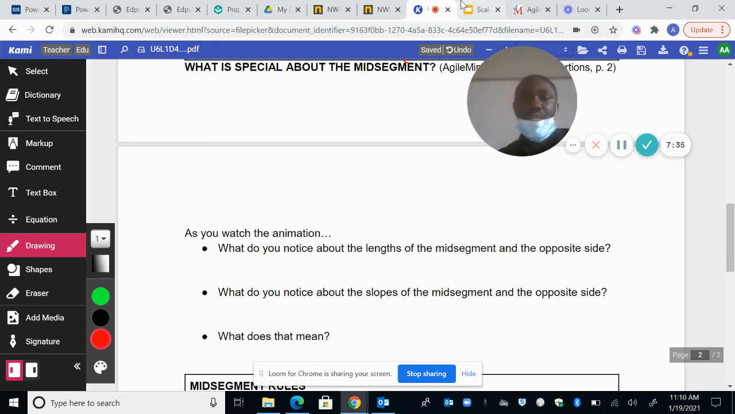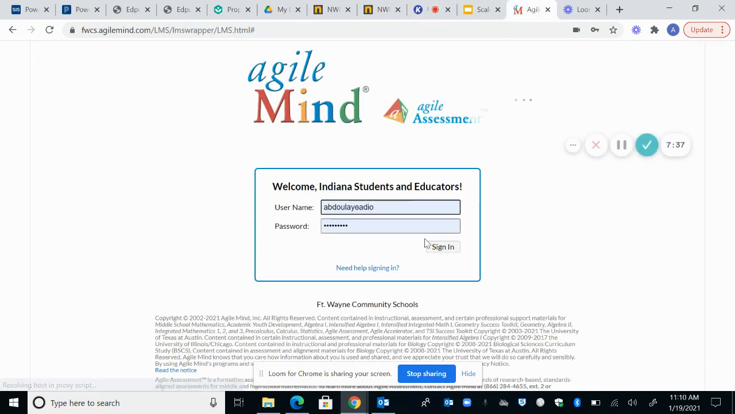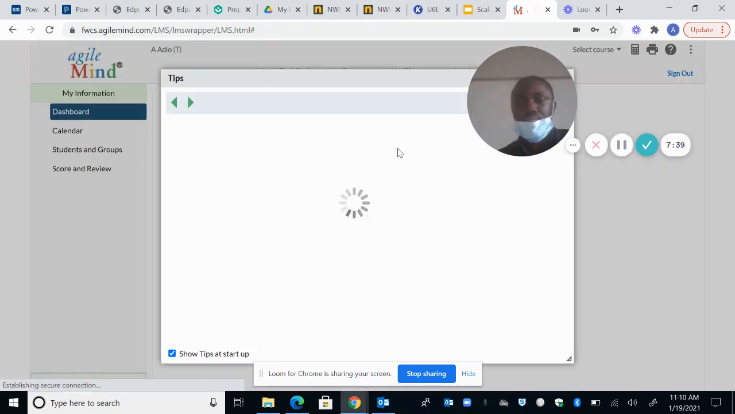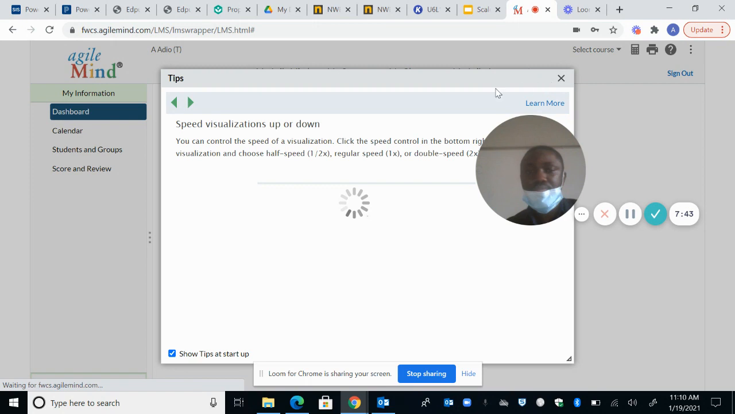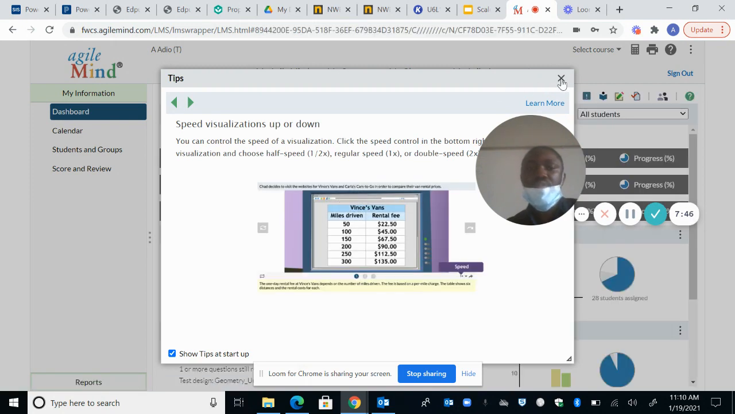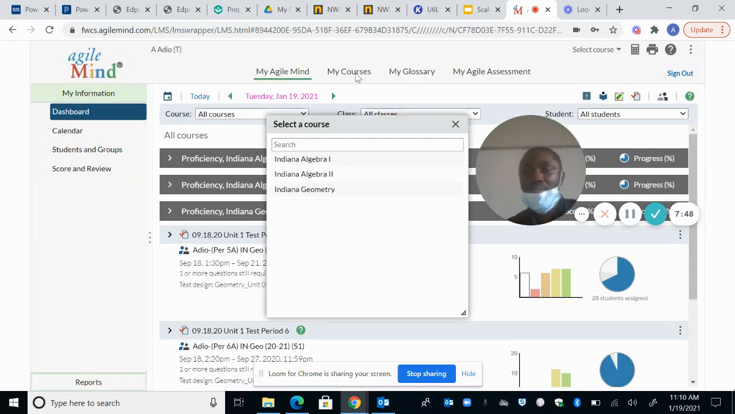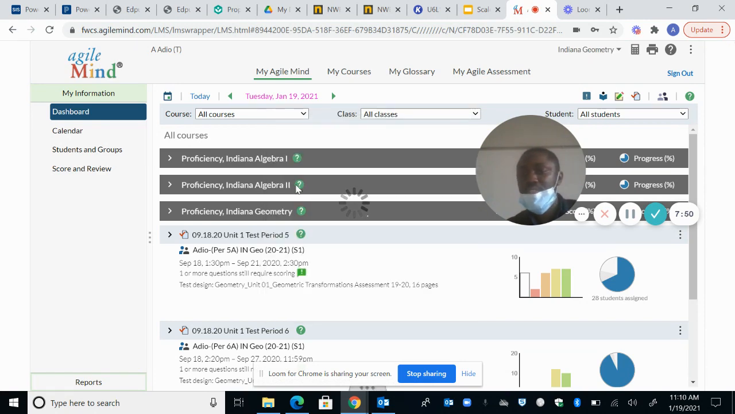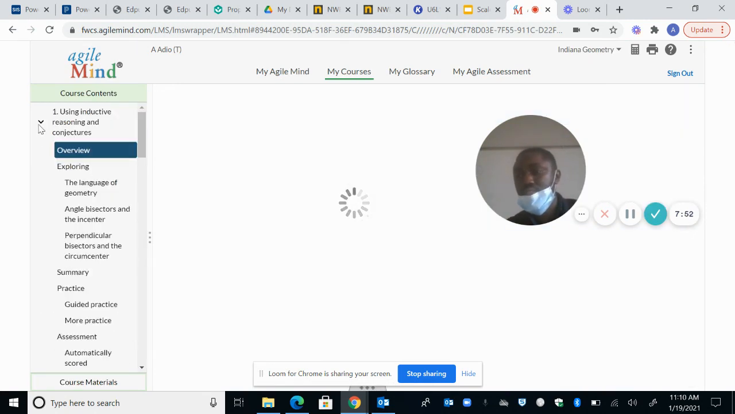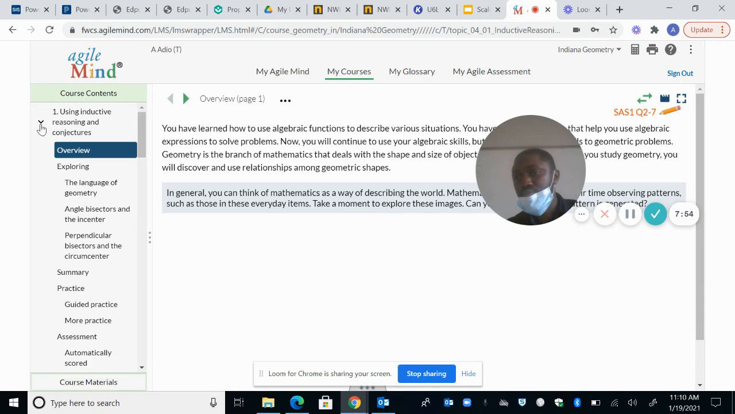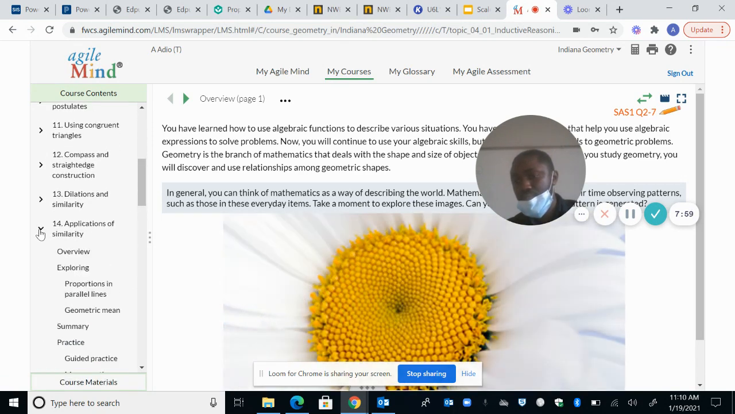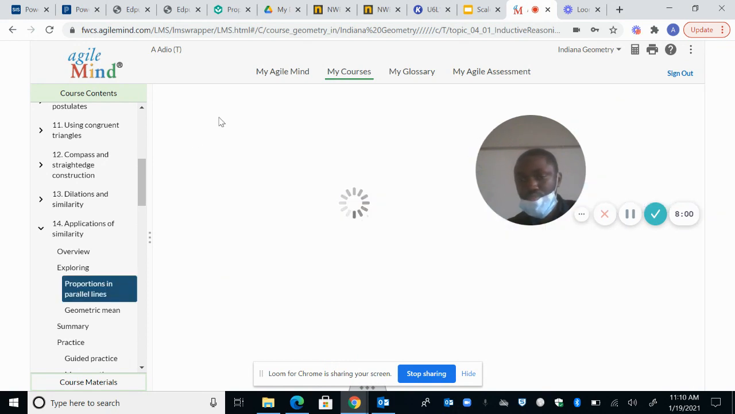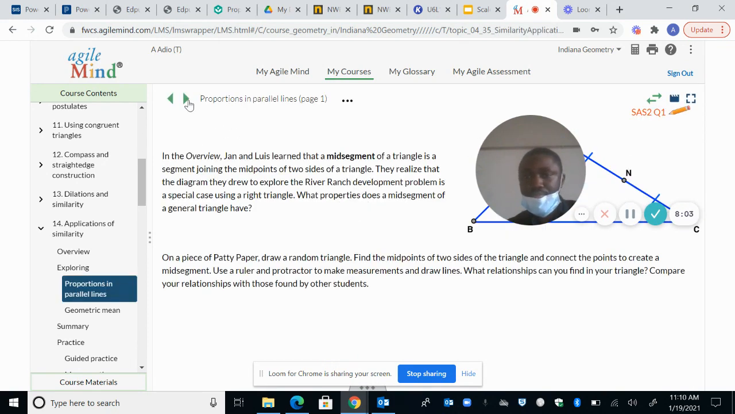So as we go on Agile Mind here, you're going to see another thing entirely. Let the page load. Okay, my course, geometry, 14, proportion, page 2.